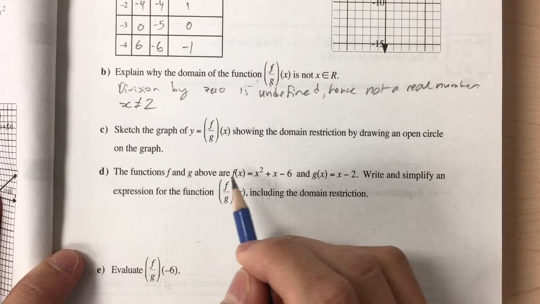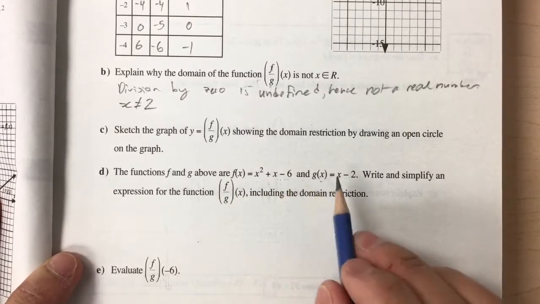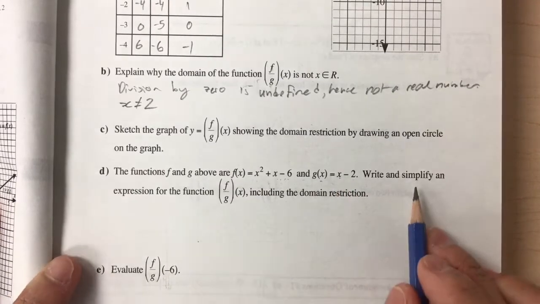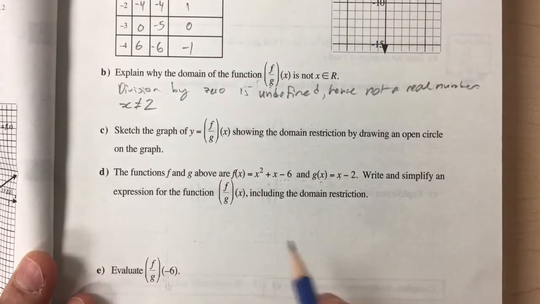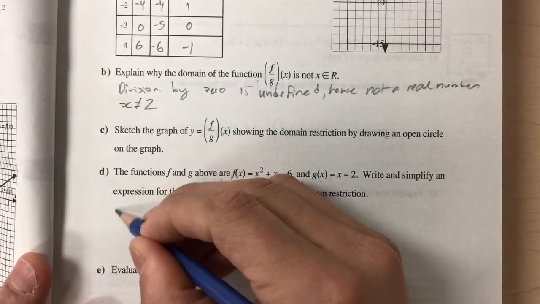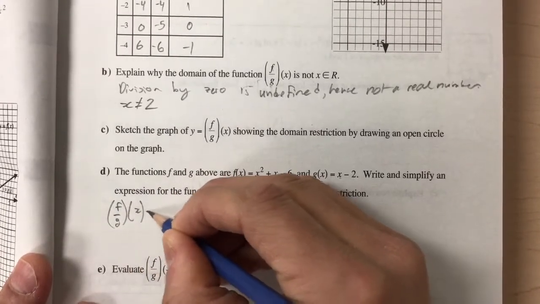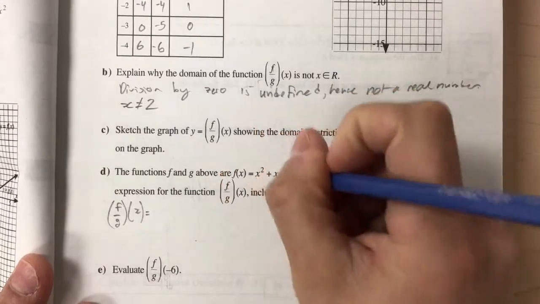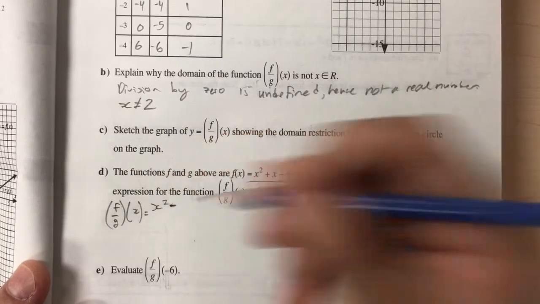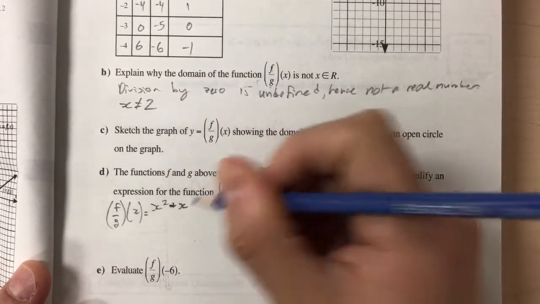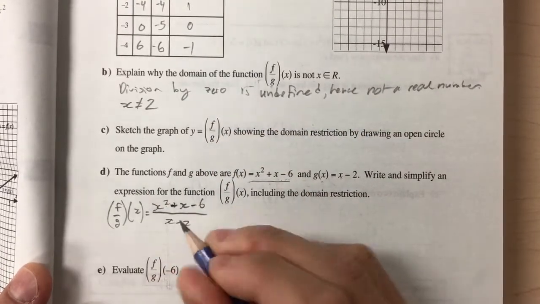So the functions f and g above are f of x, which is equal to x squared plus x minus 6, that is my parabola, and g of x, which is equal to x minus 2. We want to write and simplify an expression for the function f divided by g of x, including our domain restriction. So, f divided by g of x is equal to function f, which is x squared plus x minus 6, divided by x minus 2.